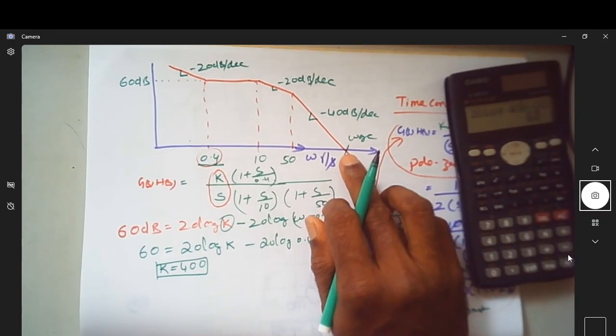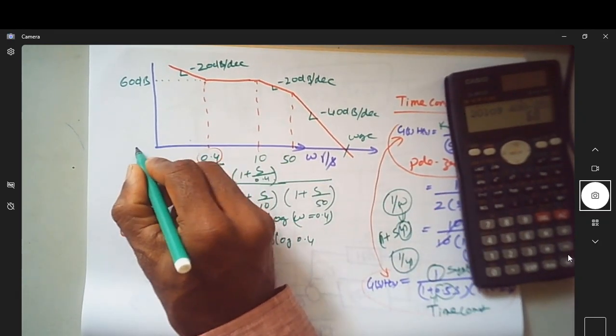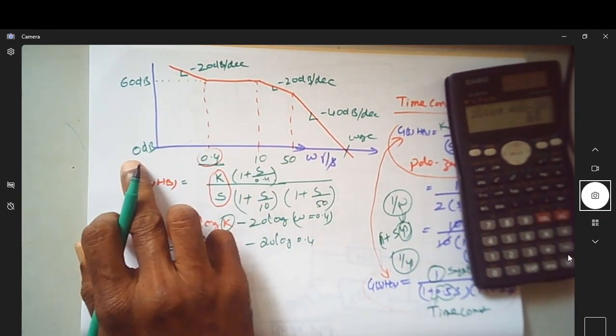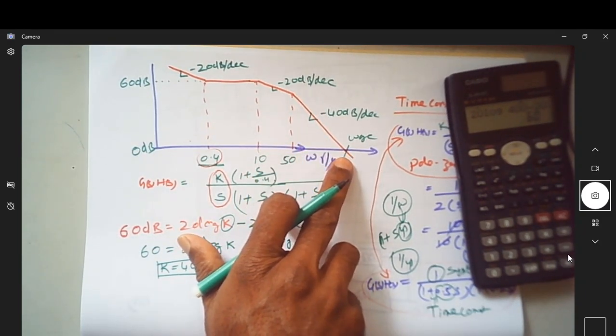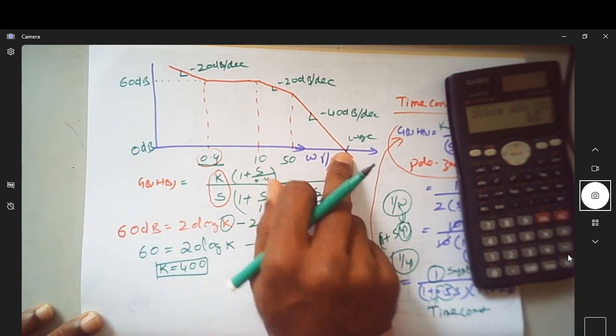So we need to find now, assume that this is 0 dB. Not assume, this is 0 dB. So since it is 0 dB, the magnitude plot is crossing 0 dB. Now this happens to be omega GC.